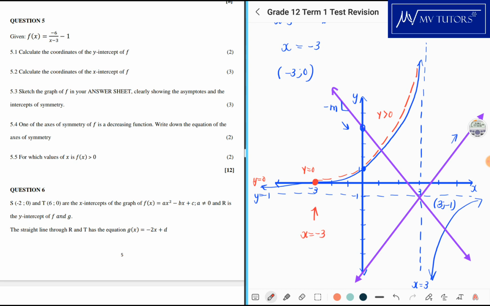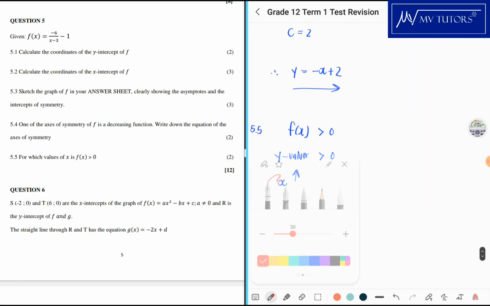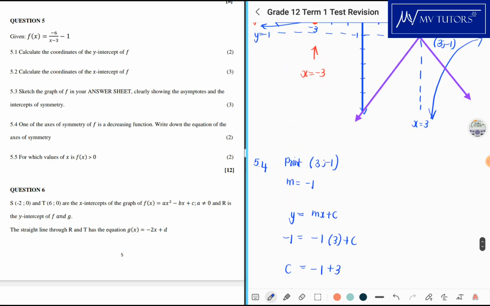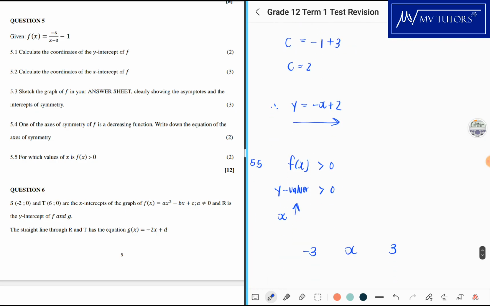Okay. And then we have the x value of 3. So in between -3 and 3, that's where you get the y values that are bigger than 0. So how are we going to write that answer? Well, we're going to say x is in between 3 and minus 3, right? That we saw. But it cannot be equal to 3 because 3 is the asymptote.